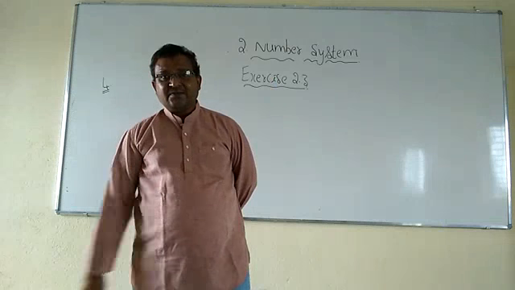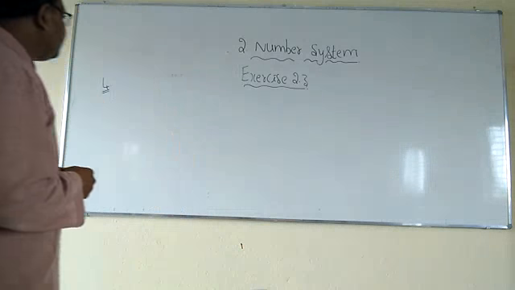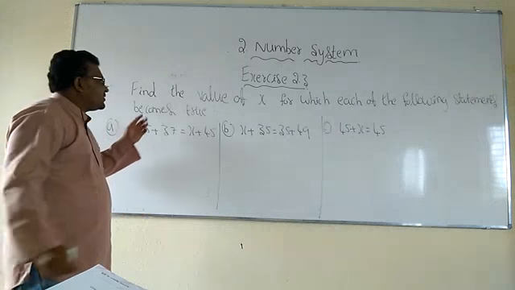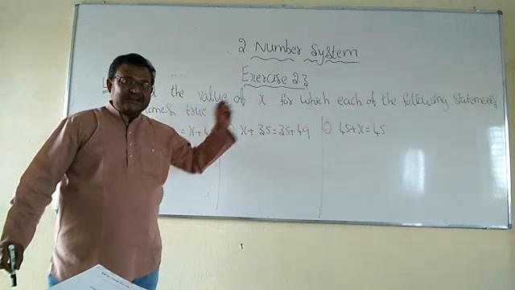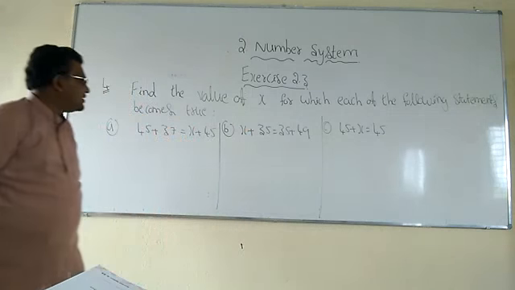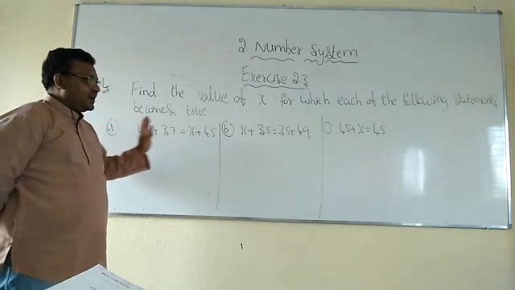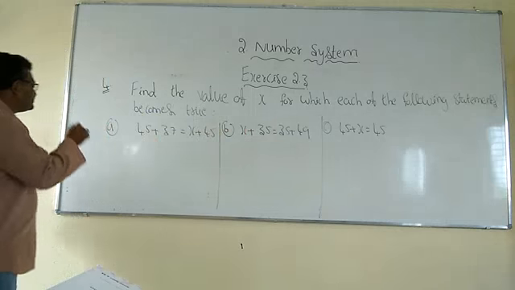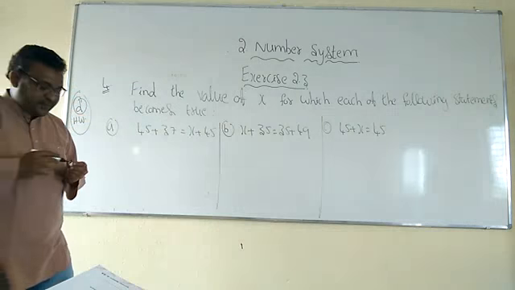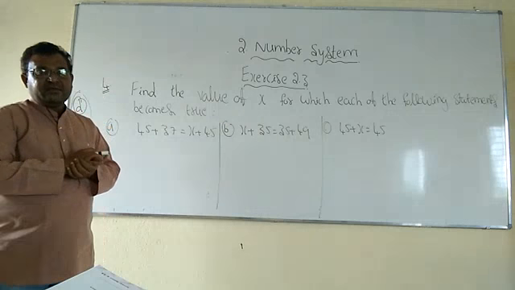So on these four properties we solved some problems in exercise 2.3. Then after that, continuation, fourth main. The fourth main asks us to find the value of x for which each of the following statements becomes true. So we have some statements given, a, b, c, and d. d is also given in the fourth main. That one you have to do as homework, and a, b, c I will explain. In these three statements, we have to find the x value by using properties of addition.